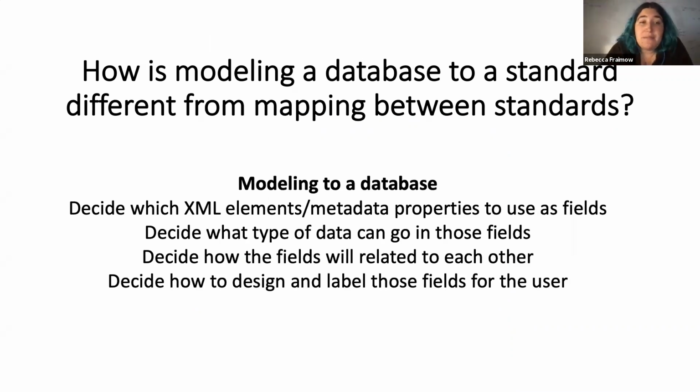When you're modeling to a database, you're not just thinking about how you're labeling data, but you're also thinking about how you're organizing data. So you have to not only decide which XML elements and metadata properties to use as fields in your database, but you also have to think about what type of data can go into those fields. You have to decide how those fields will relate to each other and decide how to design and label those fields for the user.